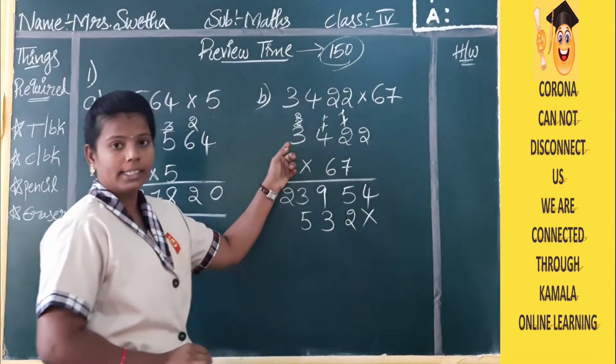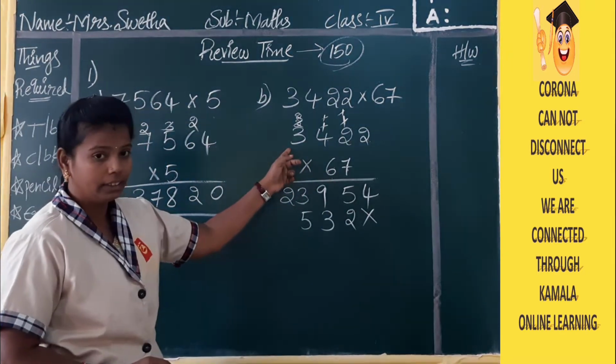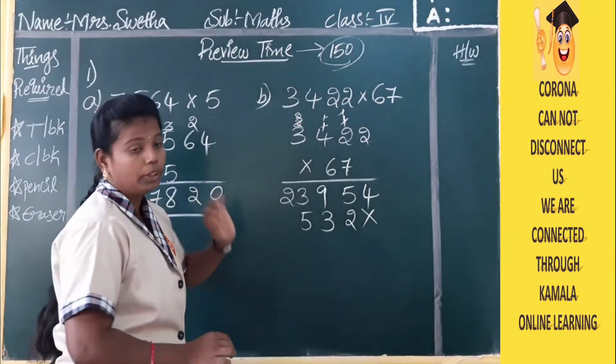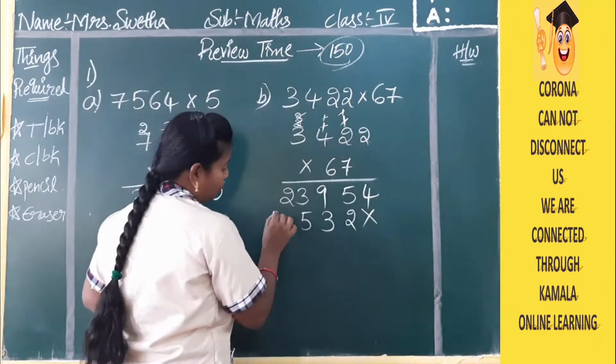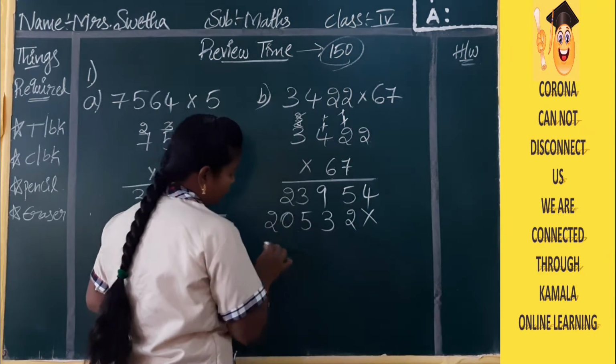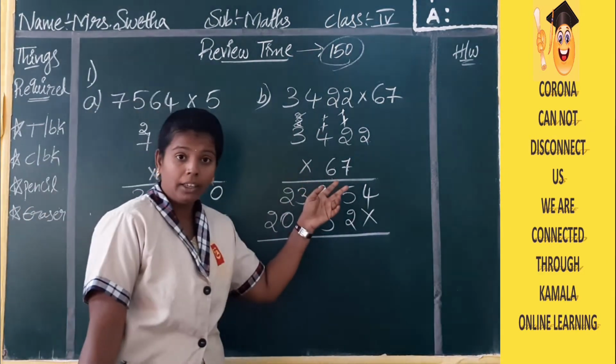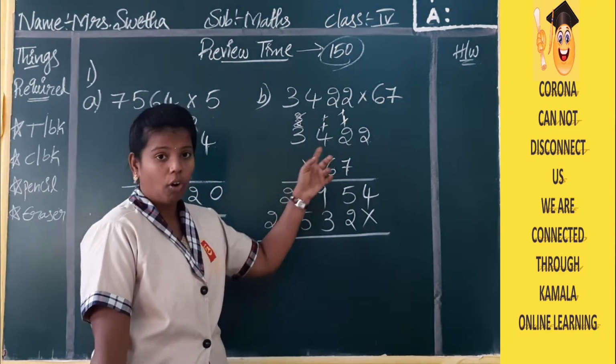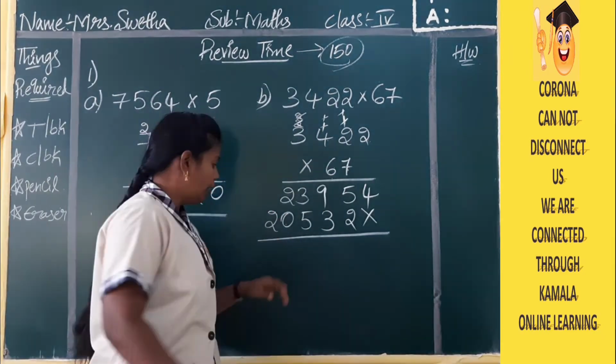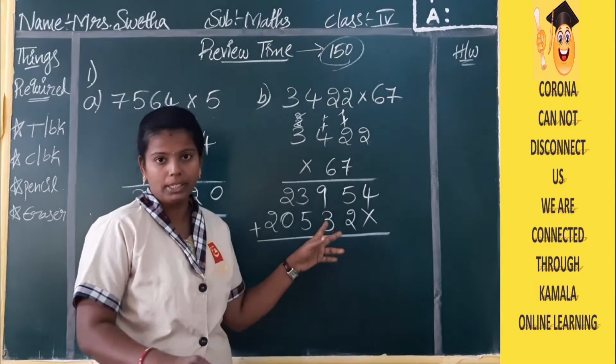6 3s are 18. 18 plus 2, how much? 20. 18 plus 2, 20. So by this we have completed our multiplication with all the digits. Okay. Now you have to do addition of the numbers.